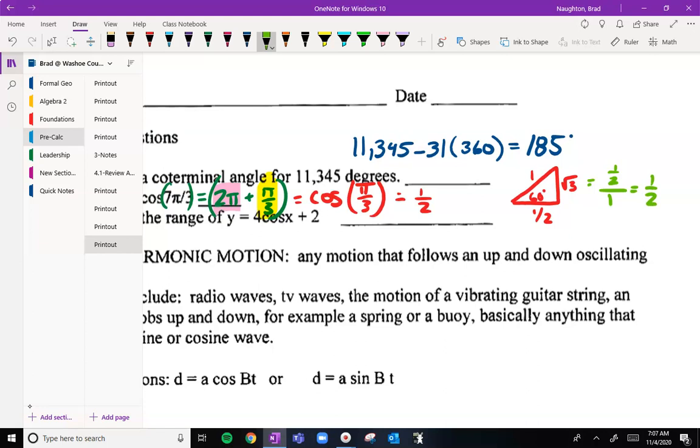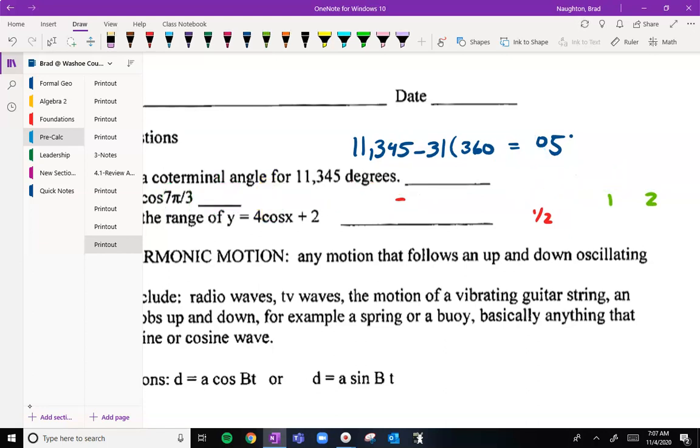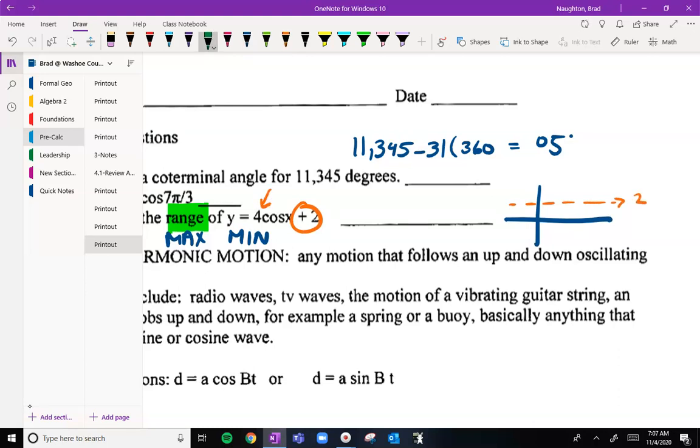Either way, good stuff. And then last but not least, our range for this next one. Okay, remember range from our last videos is all about maxes and mins. So my midline here, if I just make a basic graph, my midline here is going to be at 2. So I'll go, there's at 2. Now, my amplitude is 4, meaning I'm going to go 4 above it. So 1, 2, 3, 4. So up here and 4 below. 1, 2, 3, 4. So 2 below our axis. So in this case, I'm going to go from -2 to 6.